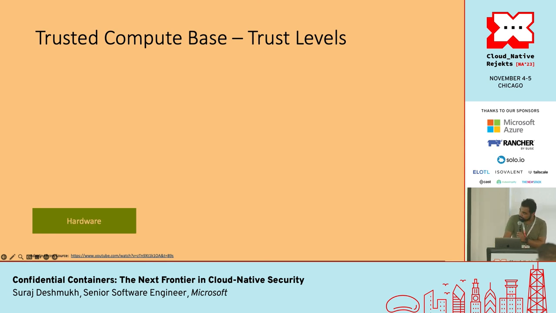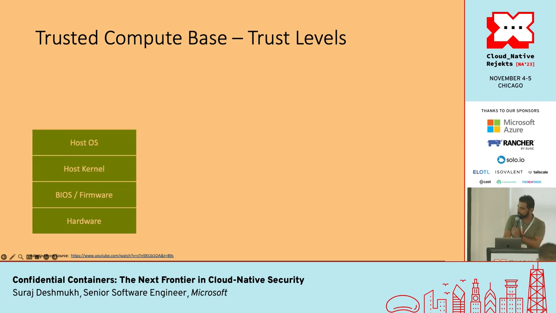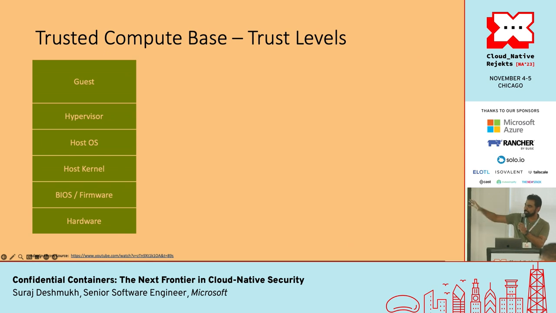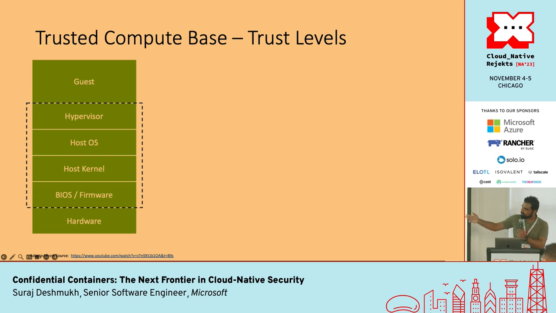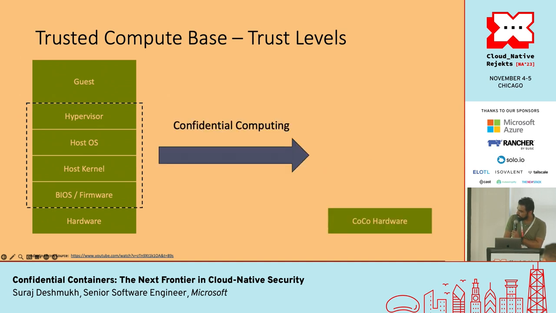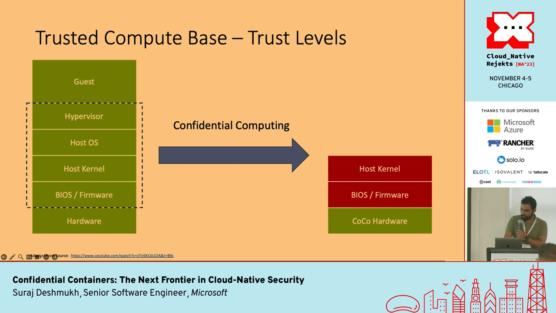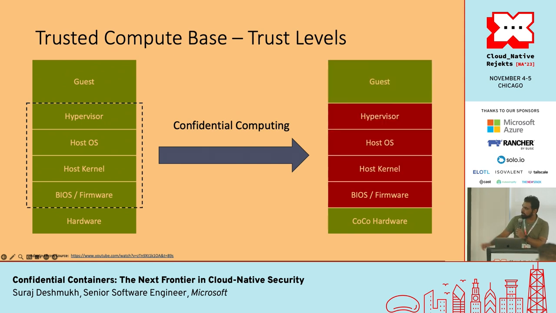So, what does a regular setup look like today? You have hardware, BIOS firmware on it, your host kernel, host operating system, hypervisor, and then that's where you come in. You're trusting this whole thing bottoms up, especially the internal components provided by a platform. When confidential computing comes in, you have different hardware, so you can stop trusting everything in between. Obviously, as a guest, you have to trust yourself, but the intermediate stack you can stop trusting. This is how it reduces the TCB and your exposure to various attacks.